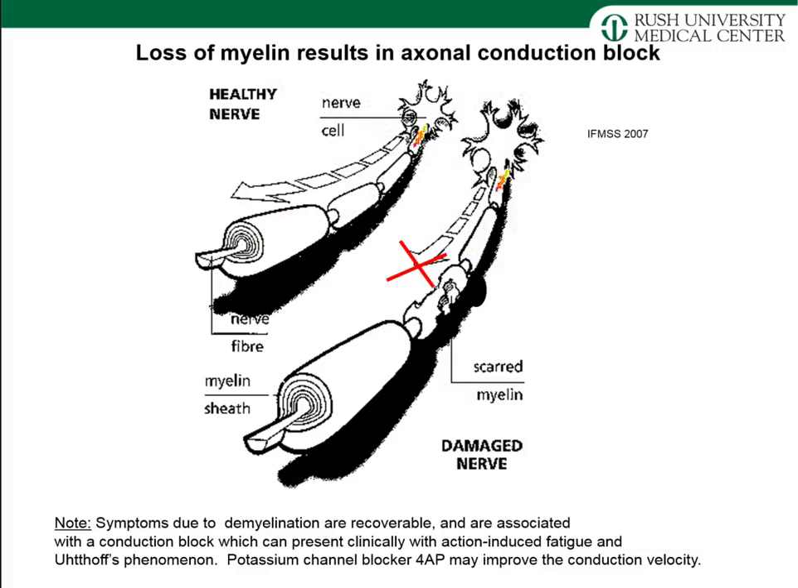However, patients who will come in with multiple sclerosis typically will present with action-induced fatigue and something called Uthoff's phenomenon. Uthoff's phenomenon is when the symptoms of multiple sclerosis will worsen in the setting of increased temperature or heat, such as taking a warm bath. There are some medications that appear to improve the conduction velocity in multiple sclerosis. One of these is a potassium channel blocker, which was actually developed here at Rush University.